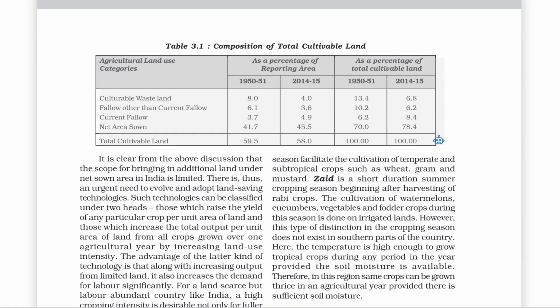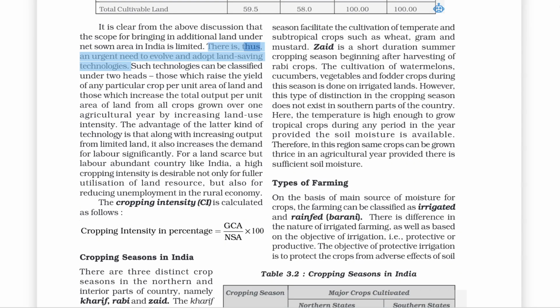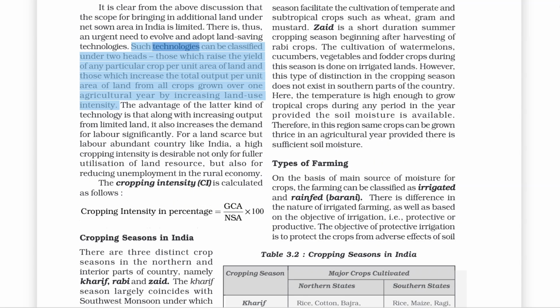Land resources and agriculture. It is clear from the above discussion that the scope for bringing in additional land under net sown area in India is limited. There is, thus, an urgent need to evolve and adopt land-saving technologies. Such technologies can be classified under 2 heads: those which raise the yield of any particular crop per unit area of land, and those which increase the total output per unit area of land from all crops grown over one agricultural year by increasing land use intensity.